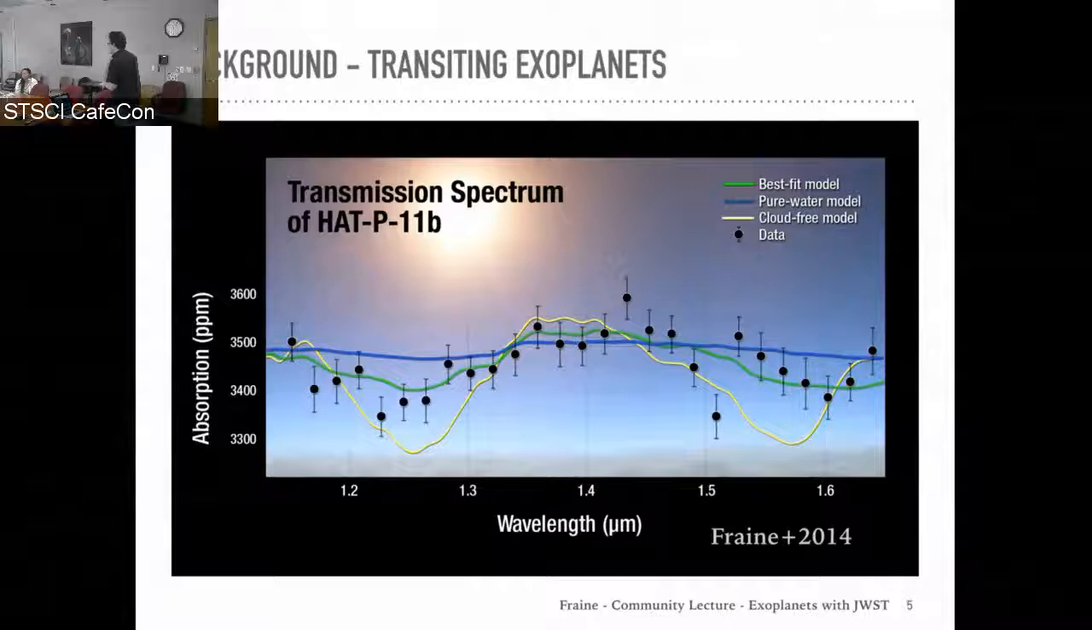Here is some of the state-of-the-art work we have right now from HST. This is a water spectrum for a warm Neptune called HAT-P-11b. It's one of my favorite plots because it's mine. It's a big paper and it's really fun. And this is actually incredible data. It's a 5 sigma detection of water.